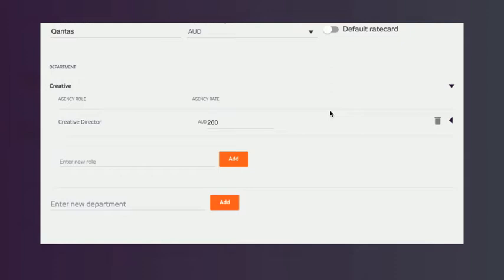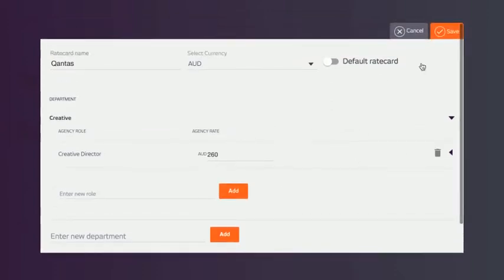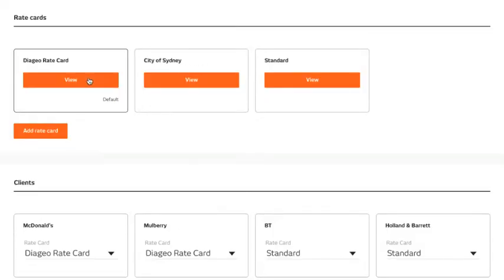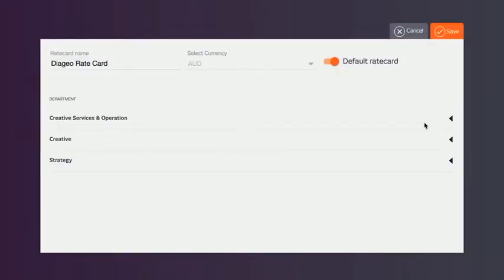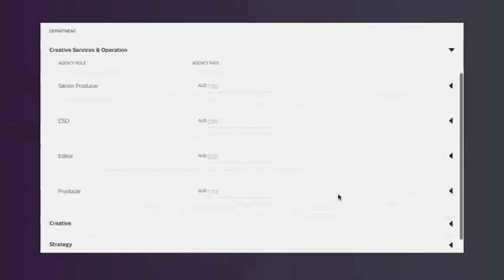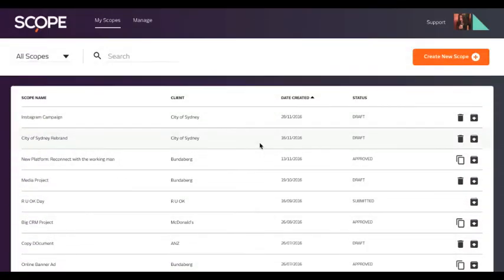I can continue to add roles to create a rate card. And when I'm done, the rate card will look something like this. Making sure you're charging the right rates for the services you provide is just the beginning. The live data in Scope includes different types of deliverables to help your team take the guesswork out of scoping.